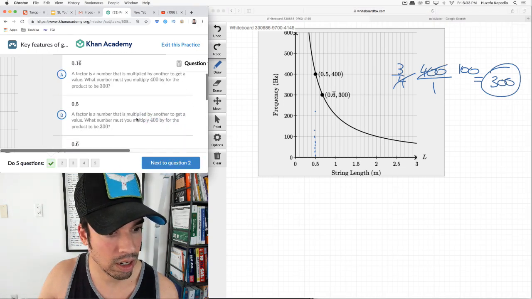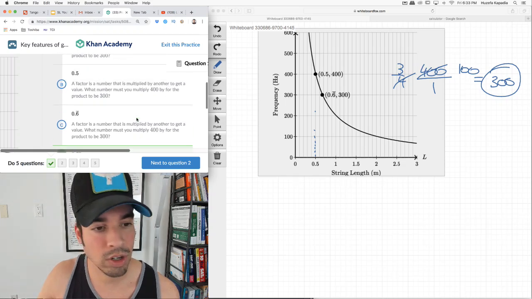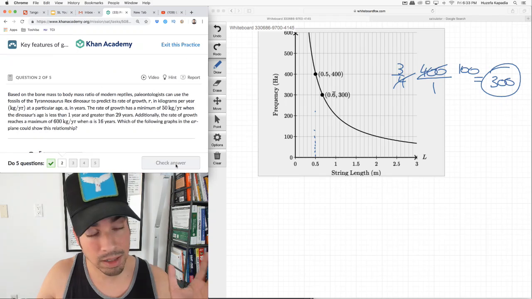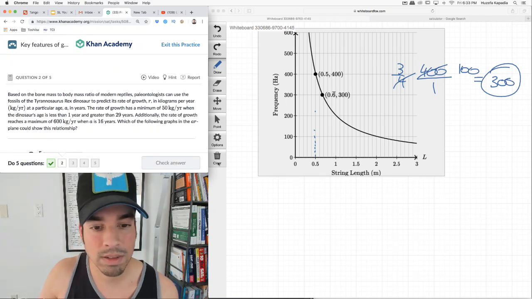Let's see if that's correct. Yeah, there we go. So that's it. Just trying to find that scale factor. And again, scale factor is a number you multiply by something to scale it down to get to the next value.